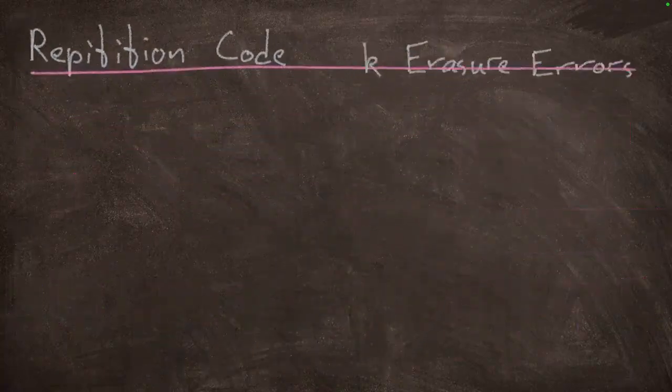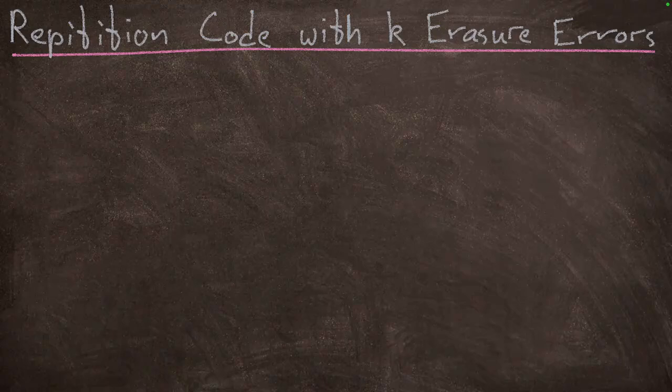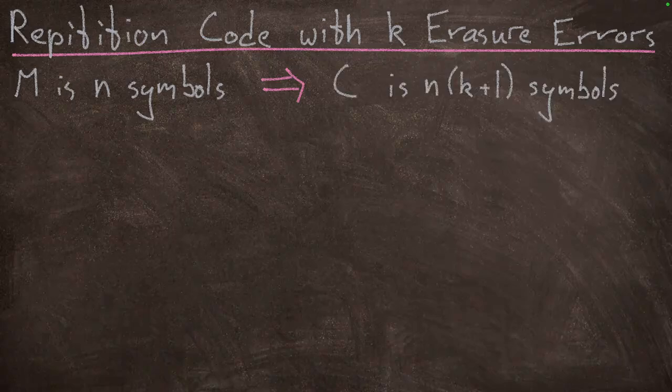So this is called a repetition code with k erasure errors. It takes an n symbol message, and it creates an encoding that is n times k plus 1 symbols. Why? Because if you have k errors, you're repeating it k plus 1 times. That's all. We're just repeating it k plus 1 times.